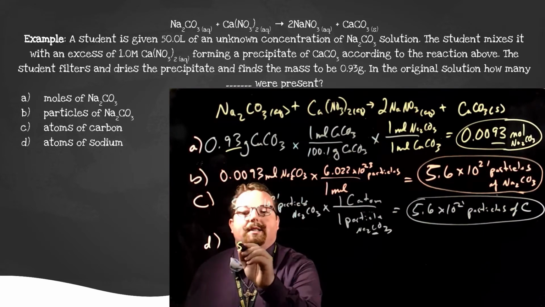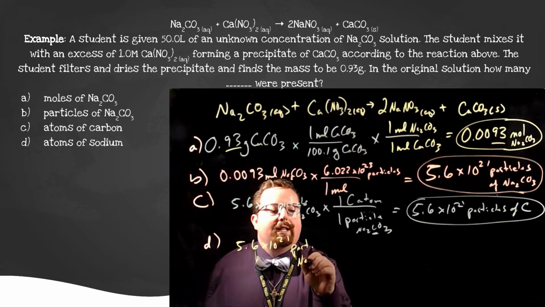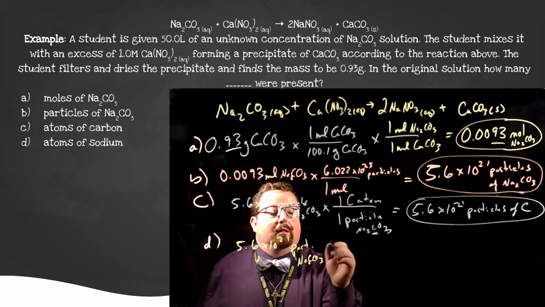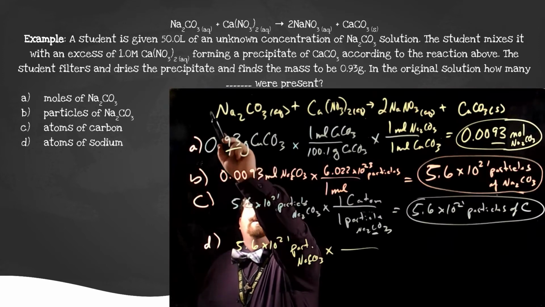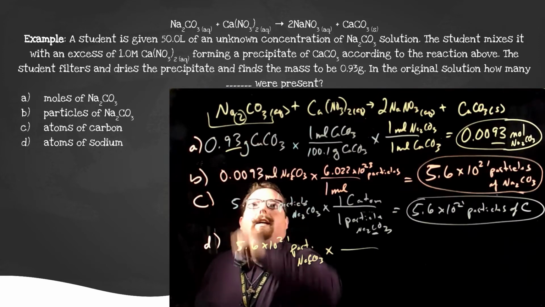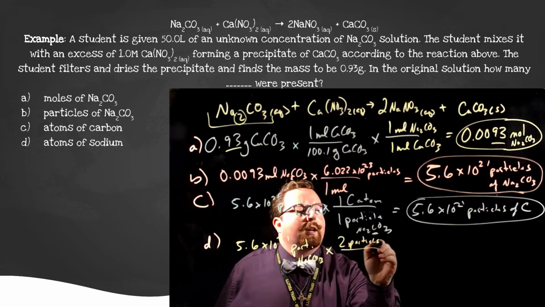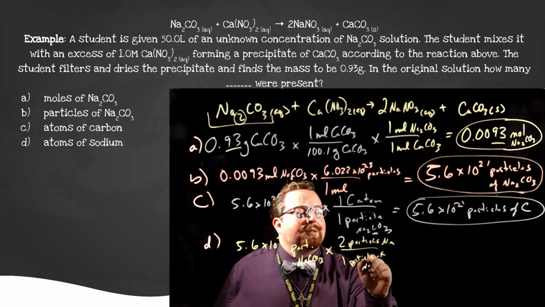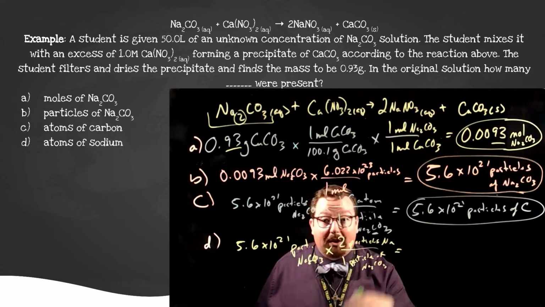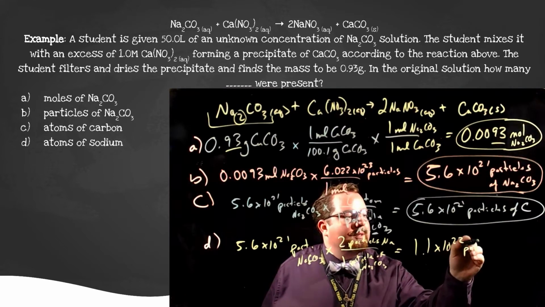So if there's 5.6 times 10 to the 21 particles of Na2CO3, pardon my handwriting, Na2CO3, for every 1 of these, there are 2 Nas, so 2 particles, atoms, of Na for every 1 particle of Na2CO3, which gives us an answer when we multiply that of 1.1 times 10 to the 22 particles.